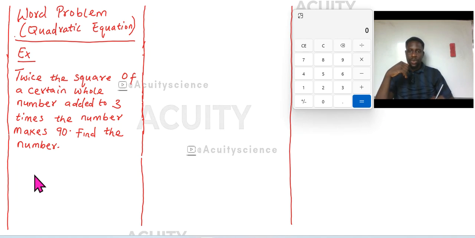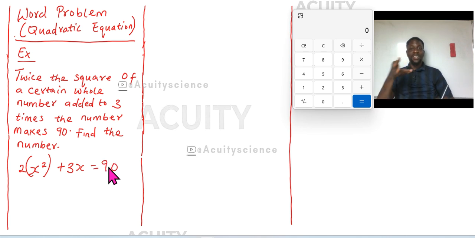Okay, twice the square of a certain whole number. So let this certain whole number be x. And then let's say x squared, because square of a certain whole number. Twice of it, let's multiply that by 2, and then added to 3 times the whole number, 3 times x is 90. All right, we have a quadratic equation here.